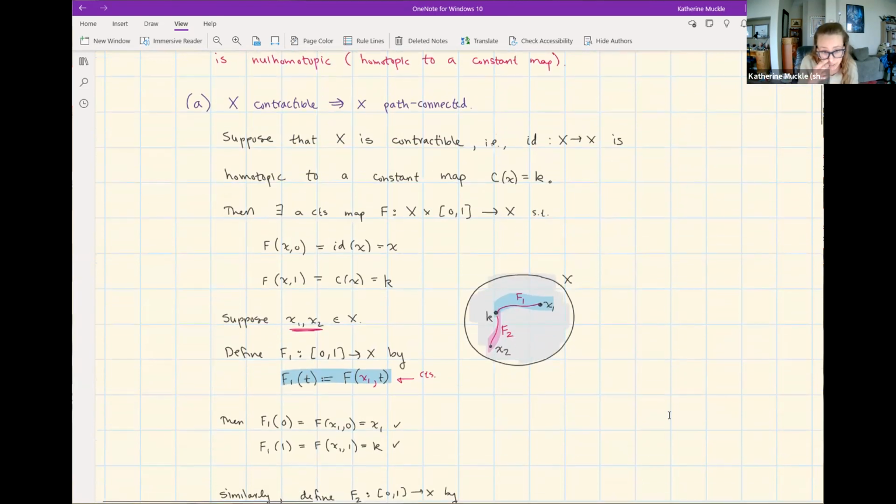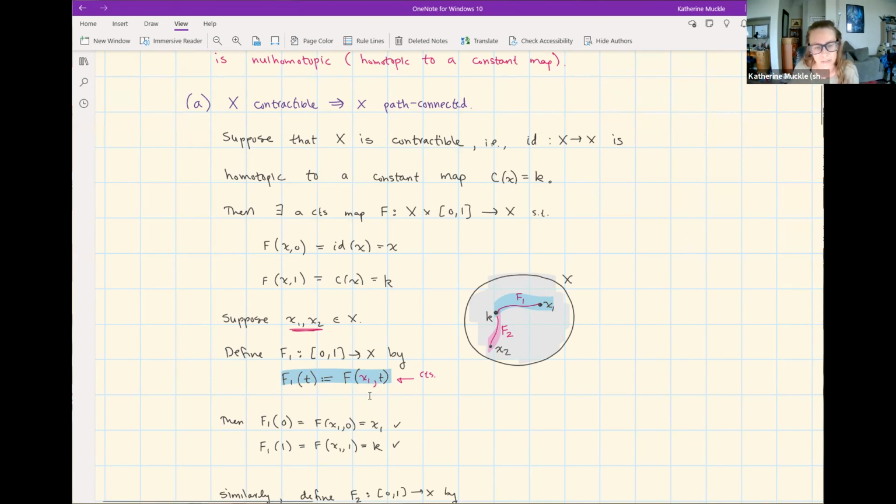So for part A, suppose that X is contractible using that definition, and therefore we have this continuous map here. Basically, what I'm going to do is use that homotopy to connect X1 to the constant, connect X2 to the constant, and then use transitivity of path connectedness. That's what this picture is here on the right. So let X1 and X2 be in X, and then define F1 of T to be that homotopy, but I'm going to fix x1 in that first coordinate.